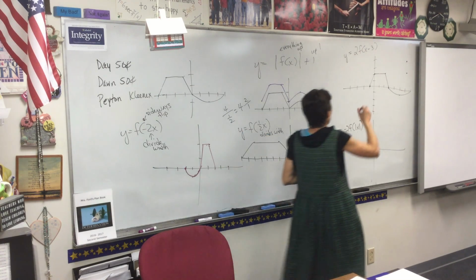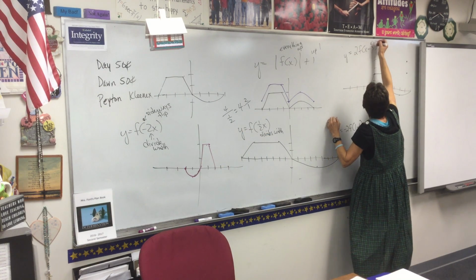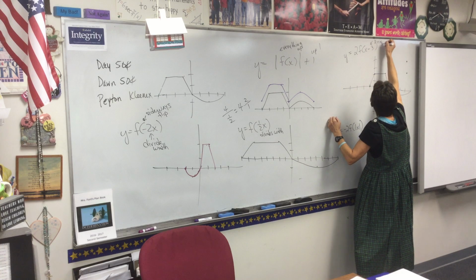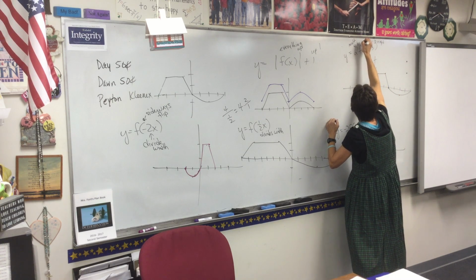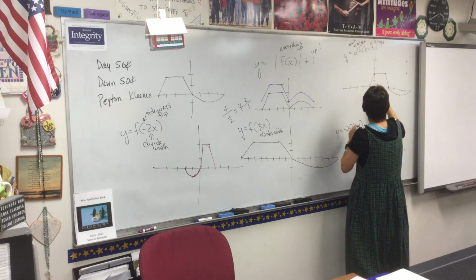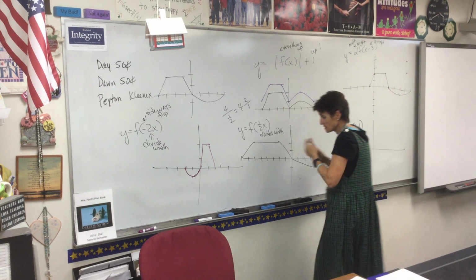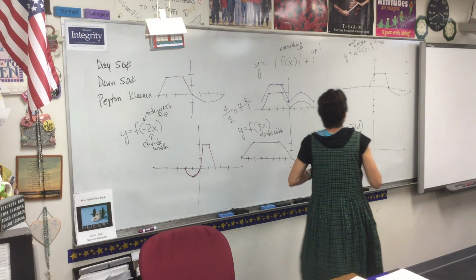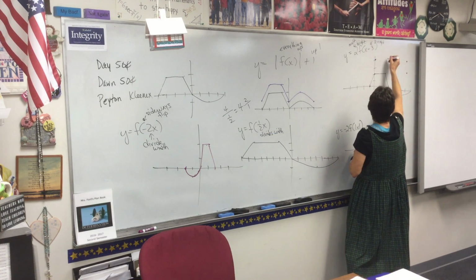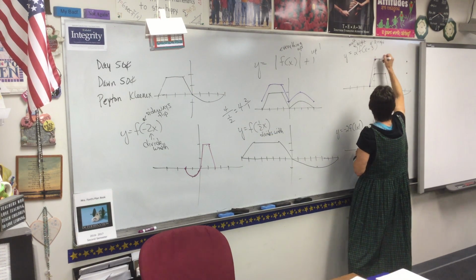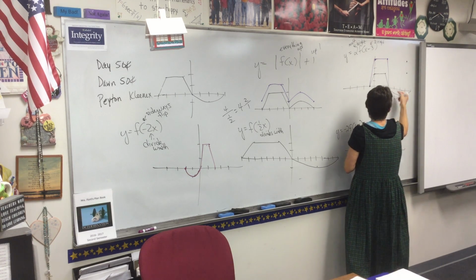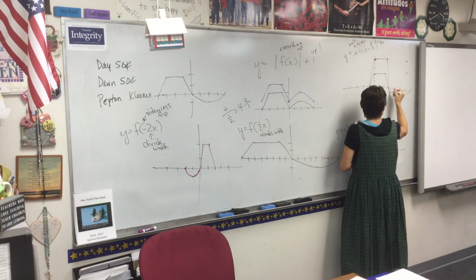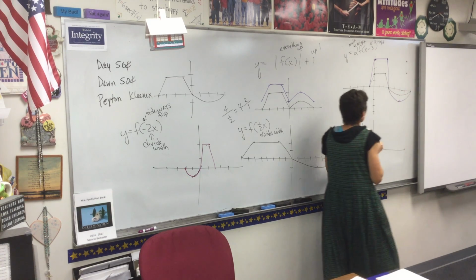Now, what does the 2 out in front do? This is 3 right. This multiplies the height. So the trapezoid that was 2 tall is now going to be 4 tall. And the circle that was 1 down is going to be 2 down.